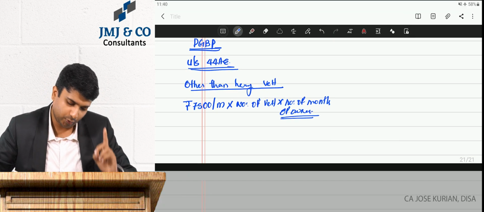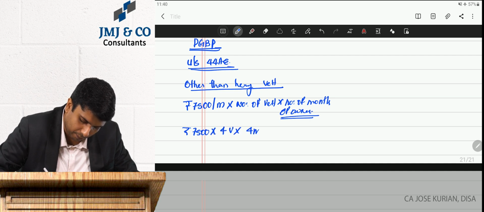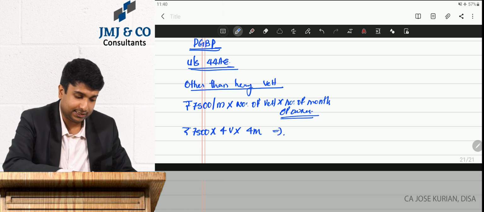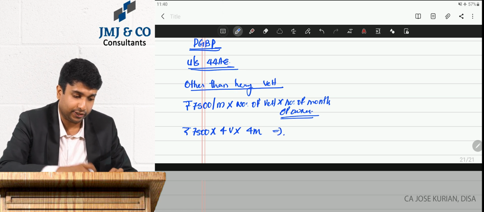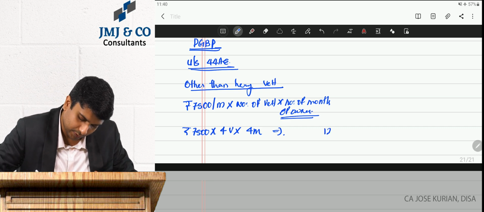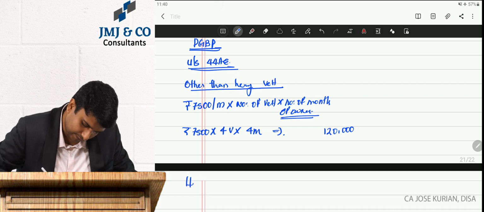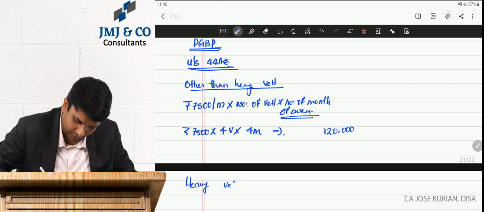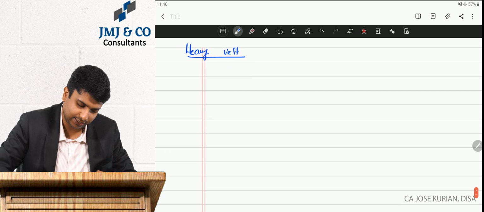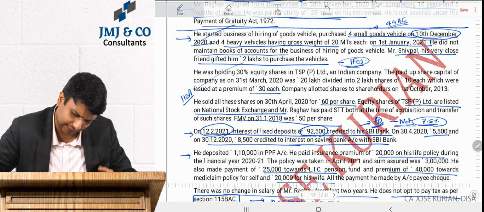So here what we are doing is rupees 7,500 into 4 vehicles into 4 months, and that would be 7,500 into 4 into 4, it will be 1,20,000 rupees from other than heavy. So the income is 1,20,000 from other than heavy. Now heavy vehicles, let's compute the case of heavy vehicles. And as per the question, how many heavy vehicles are there? Let's see, friends.